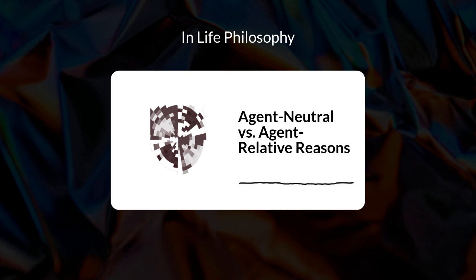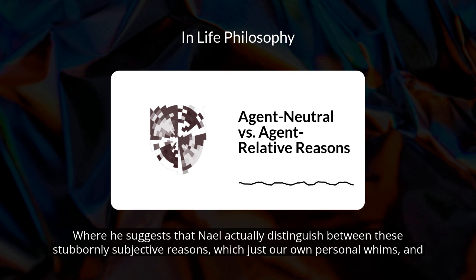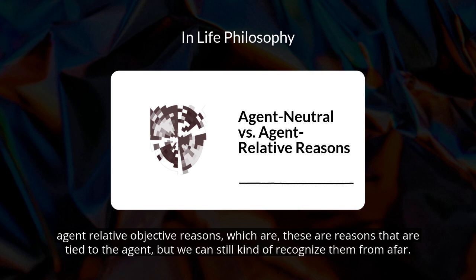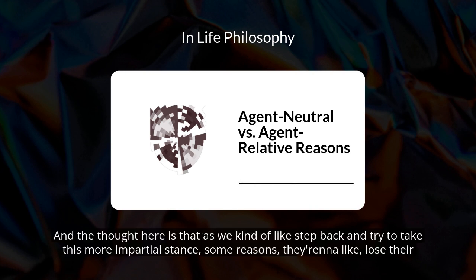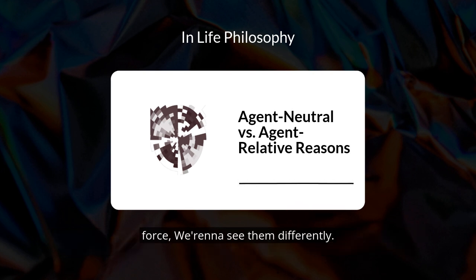Where he suggests that Nagel actually distinguished between stubbornly subjective reasons, which are just our own personal whims, and agent-relative objective reasons, which are tied to the agent, but we can still recognize them from afar. And then finally we have agent-neutral objective reasons, which are fully objective. And the thought here is that as we step back and try to take this more impartial stance, some reasons are going to lose their force. We're going to see them differently.